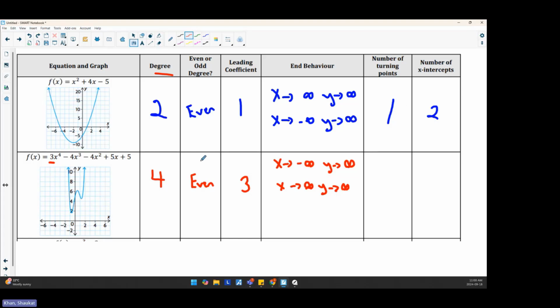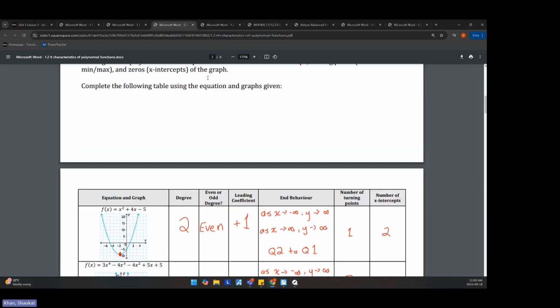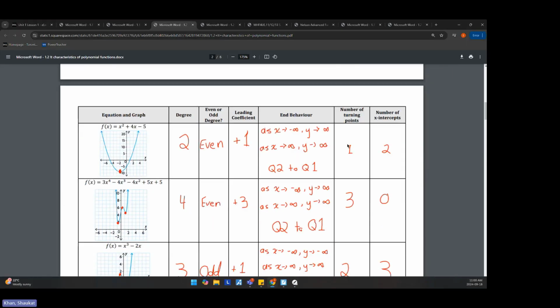Number of turning points. How many turning points do we have here? Let's count how many local maxes and mins there are. There are 3 in total, so 3 turning points. And for the number of x-intercepts, there are 0 because the graph doesn't intersect the x-axis. And we can check our answer to see if I'm doing it right.